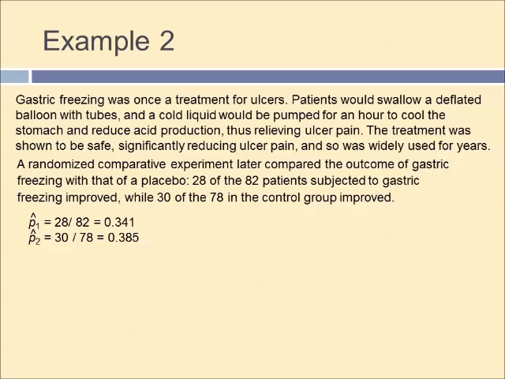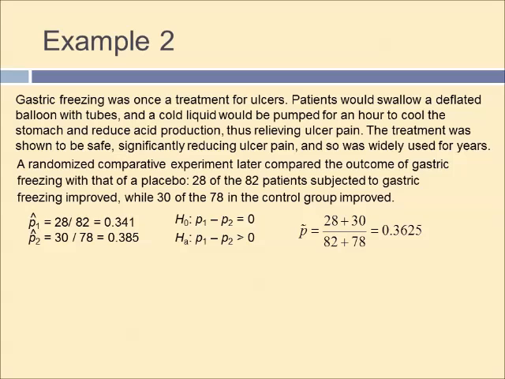The sample proportion for the first sample, the gastric freezing group, that improved was 0.341. For the second sample, in the placebo group, 0.385 was the proportion that improved. So the hypotheses: the null hypothesis is that the proportions for each population are the same, so the difference is 0. The alternative hypothesis is that the proportion for the population of gastric freezing is greater than the proportion in the placebo group, so their difference is positive.